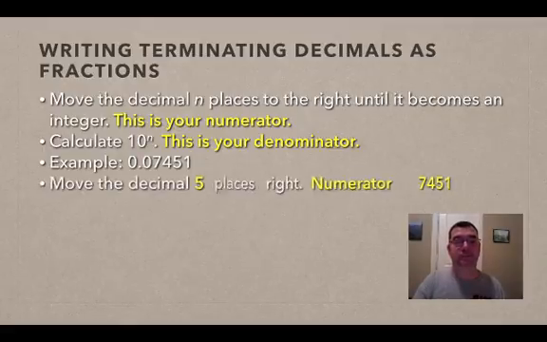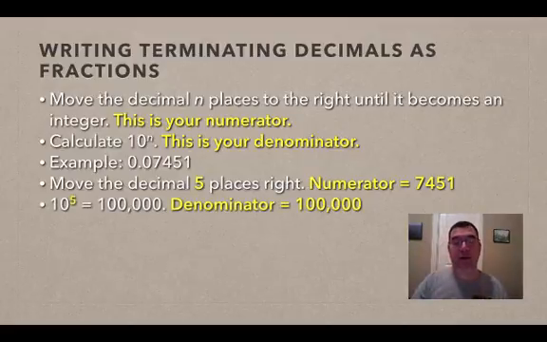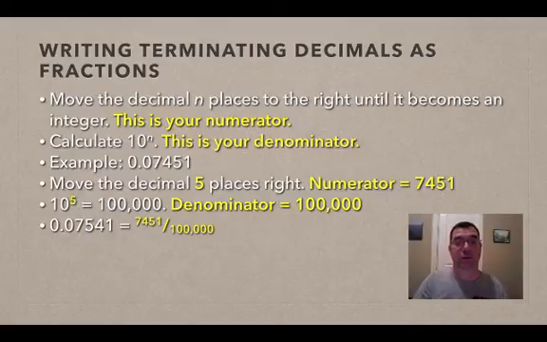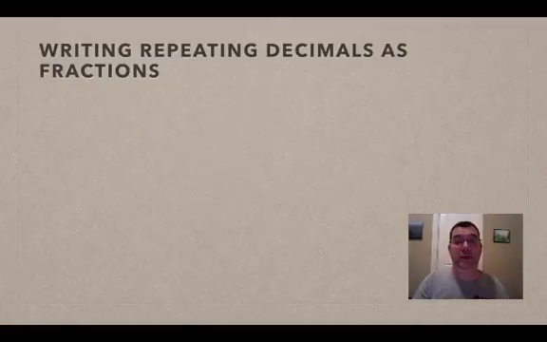0.07451, I would move the decimal 5 places to the right. That would get it past the 1, which is the last decimal. So my numerator would be 7451. And my denominator, since I moved it 5 places to the right, is going to be 10 to the 5th, which is 100,000. So if I had 0.07451 as a decimal, that would be 7,451 over 100,000.